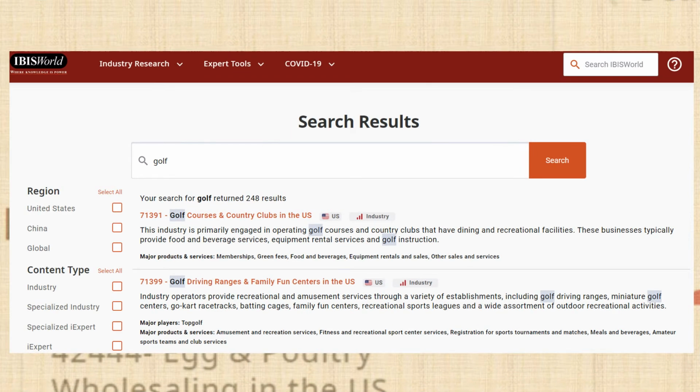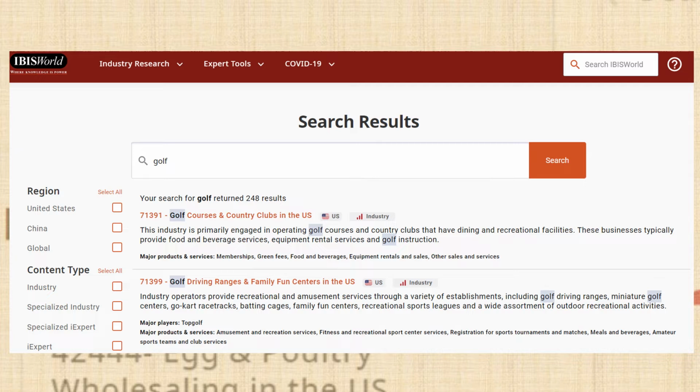I have an example here below. The example I have is I type in the word golf, and it has two reports that come up relatively quickly. One is a report on golf courses and country clubs in the U.S., and the other is golf driving ranges and family fun centers in the U.S. So, of course, when we talk about country clubs, there are all kinds of country clubs. It's a fairly diverse industry in terms of golf courses and country clubs. There are a couple of large firms who own multiple golf courses, but in general, they tend to be relatively diffuse. And then, of course, we have golf driving ranges, and the major player is Topgolf, and most of you have probably been to Topgolf, so you're familiar with what that looks like.